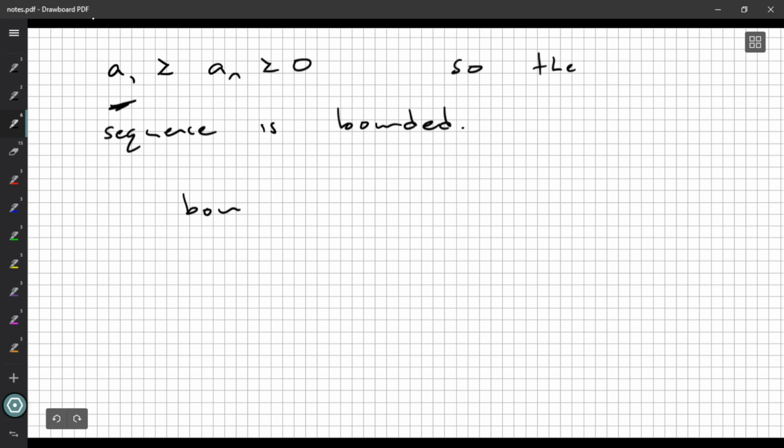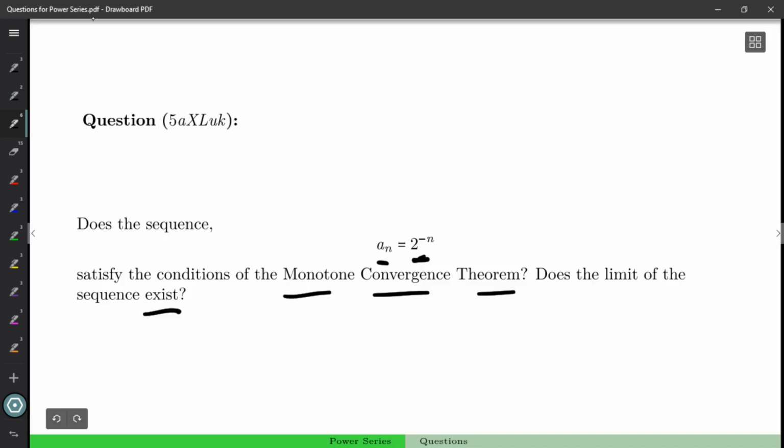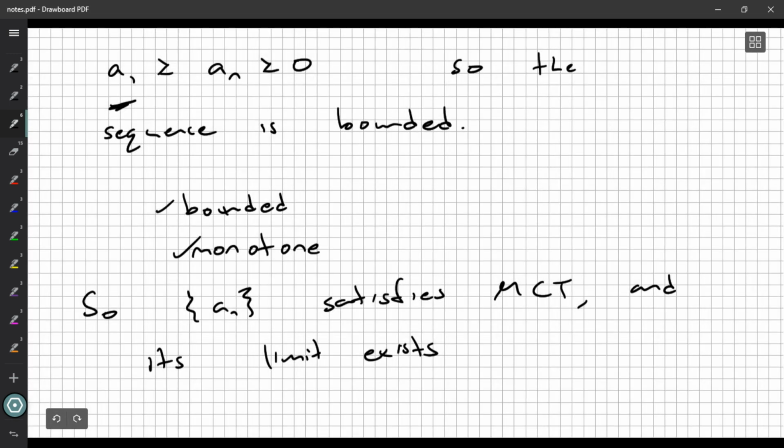So what do we need for the monotone convergence theorem? You need bounded. Got it. You need monotone. In this case, it's non-increasing. Got it. So yes, this particular sequence satisfies the conditions of the monotone convergence theorem, and its limit exists. Now, let's double check the question again. Does the limit of the sequence exist? Okay, so that's it. We're done. Yes, the sequence has a limit. We could point out the limit is 0. No one asked for that, but we could go ahead and say that. So we'll just write that off to the side.